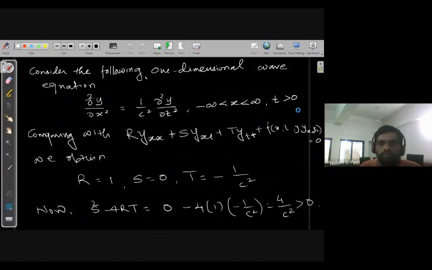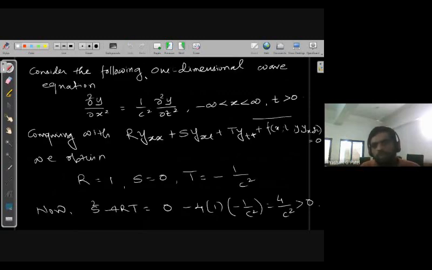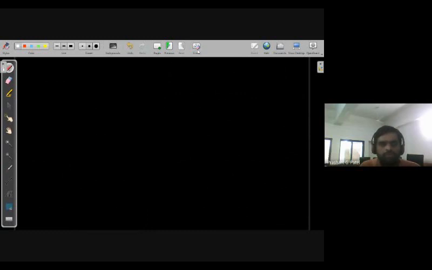So that's why we can say that this equation, let me call it equation 1, is the wave equation. So equation 1 is hyperbolic type.